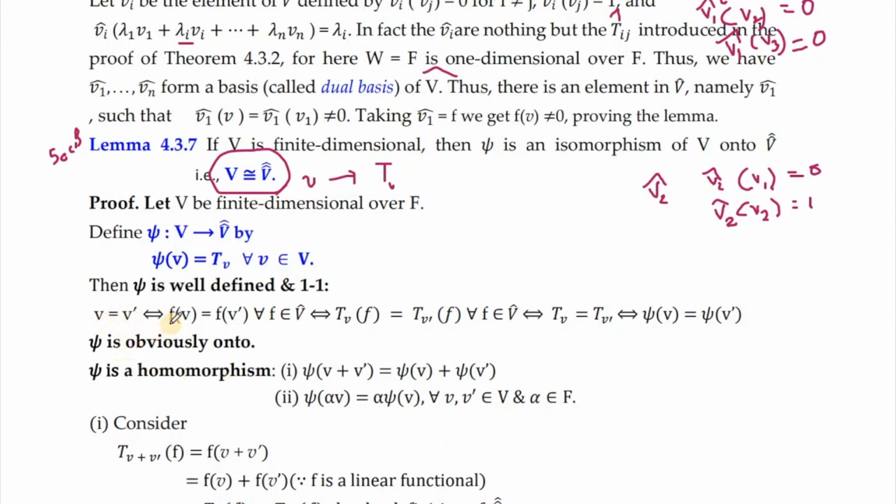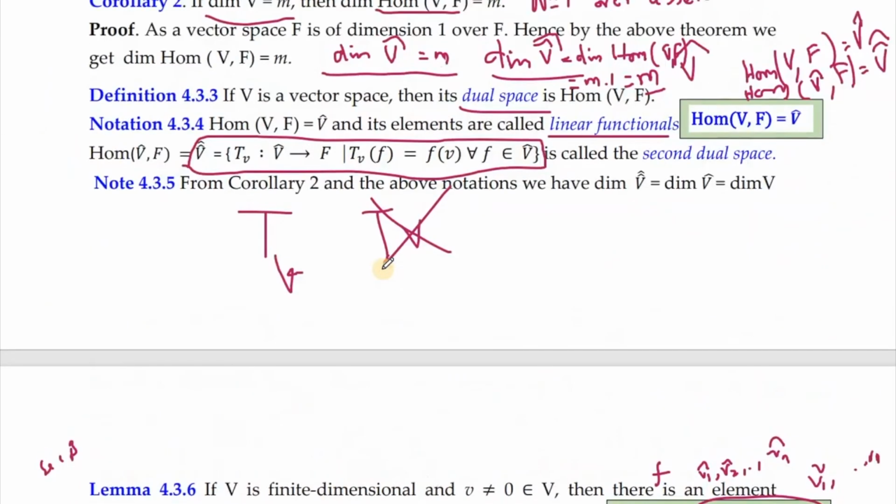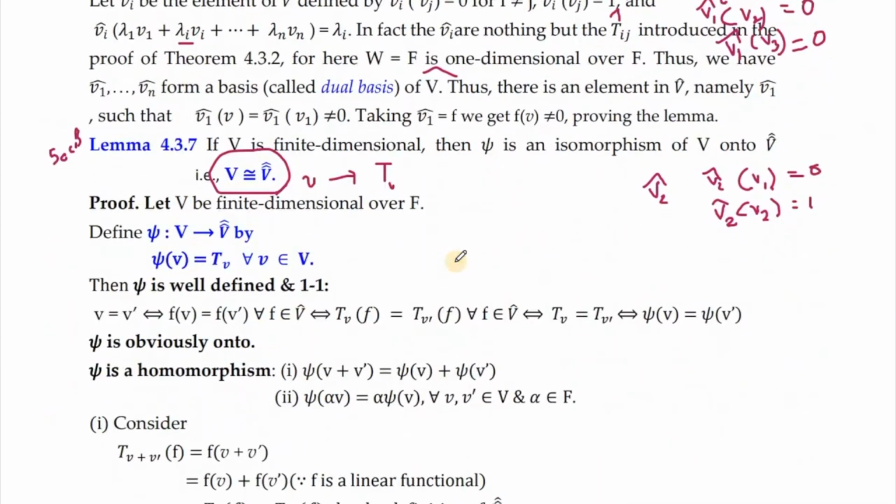Because F is well defined, we have F of V equal to F of V prime for every F, and F of V is nothing but, by definition, TV of F. So this is TV prime of F, for every F in V cap. We retain this as such. So TV of F equals TV prime of F, but the images are equal, and therefore the mappings must be equal.